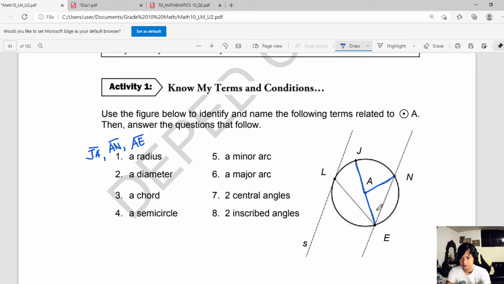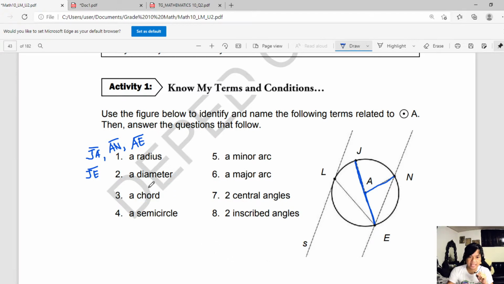Next, let's identify a diameter. Ma-remember niyo yung diameter? Diameter, ito. This one is a diameter. J hanggang E. So segment JE is a diameter.